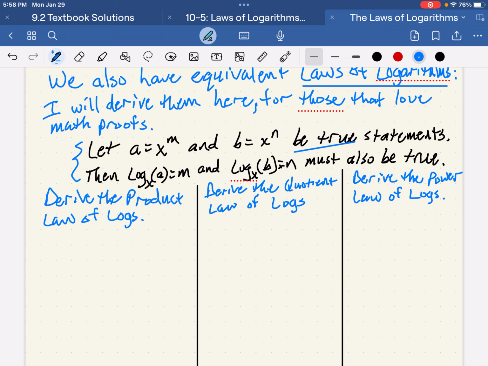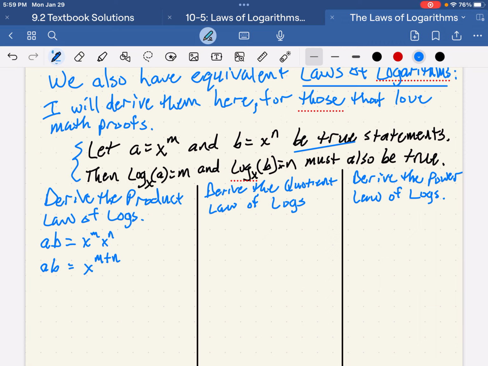So now watch this. I'm going to derive a product law of logarithms. If I take the above statements as true, then can I say that A times B above equals x to the m times x to the nth power, because they're what A and B are equal to? Well, then does that say the product of A times B is equal to x to the m plus n, the product rule of exponents?